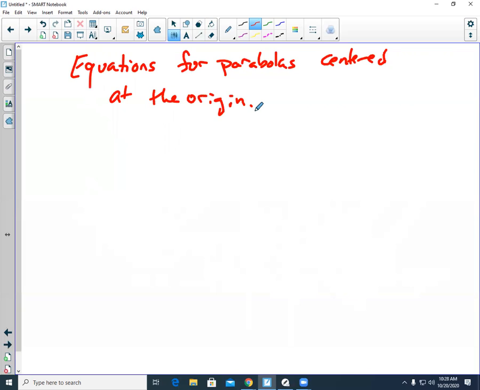Okay. So these are going to be equations that are centered at the vertex, or the origin is the vertex. So that means that they're either going to start from the origin this way, this way, this way, or this way. Okay. So up, down, left, or right. So what you need to know is if we are dealing with a vertical parabola, it is going to have an axis of symmetry that is vertical.